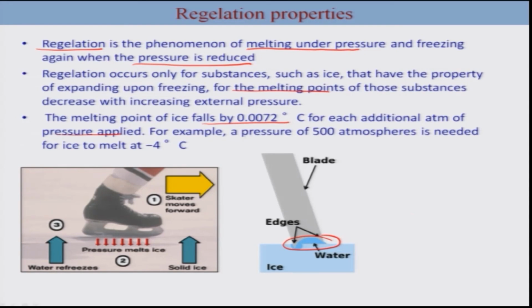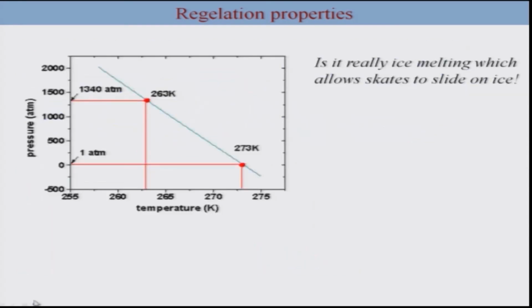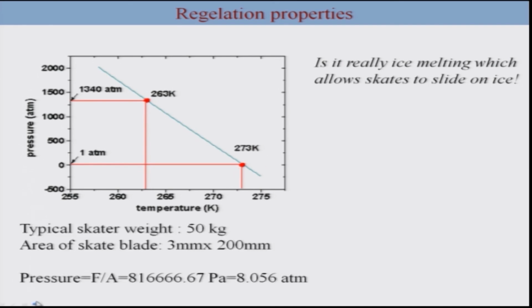As we see from the phase diagram, for a small change, for example, if you want to melt ice at minus 4 degrees Celsius, you need to apply 500 atmosphere pressure. Now let us look at how it is possible that you can ice skate. Regelation is nothing but a phenomenon of melting under pressure. It occurs for substances such as ice. So this is the zoomed pressure-temperature diagram for water, and now you can take the example of an ice skater.